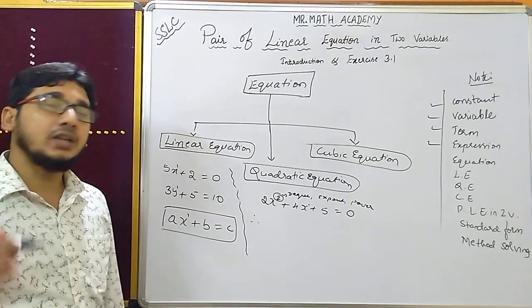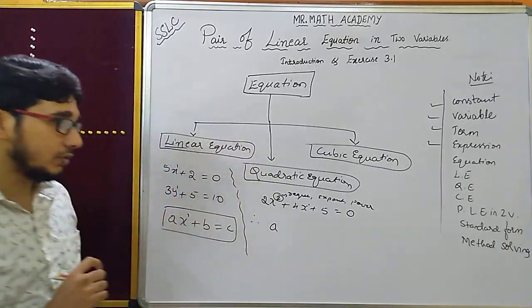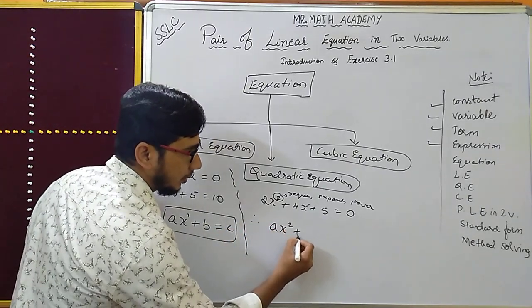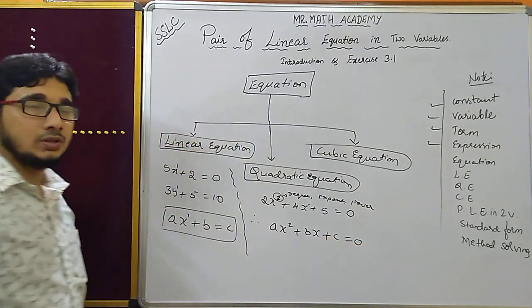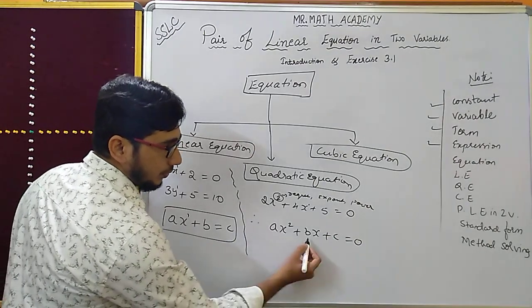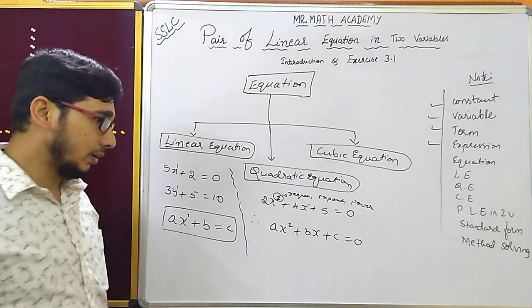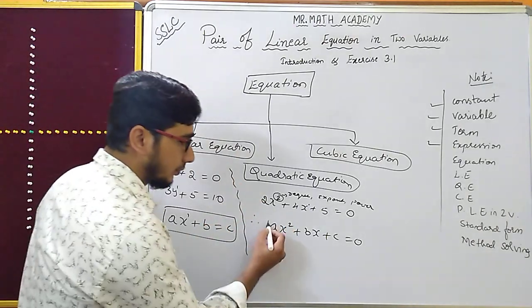So I'll write the standard equation now. Ax square plus bx plus c is equal to 0. This is a standard form. A, B, C are constants, x is a variable, highest power is 2, so this is a quadratic equation.